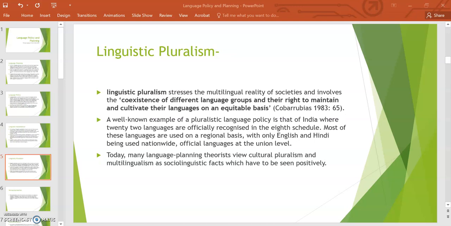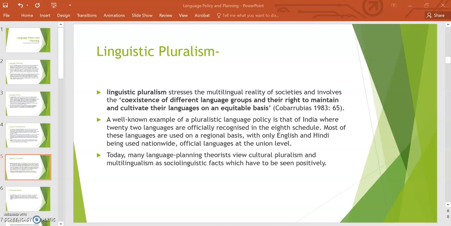Next ideology that we'll discuss is linguistic pluralism. Linguistic pluralism stresses the multilingual reality of societies and involves the coexistence of different language groups and their right to maintain and cultivate their languages on an equitable basis. So it recognizes that societies are diverse and that all the groups who are there have a right to maintain their languages equally. They all have an equal right to maintain their languages and their culture and to have a peaceful coexistence with each other.